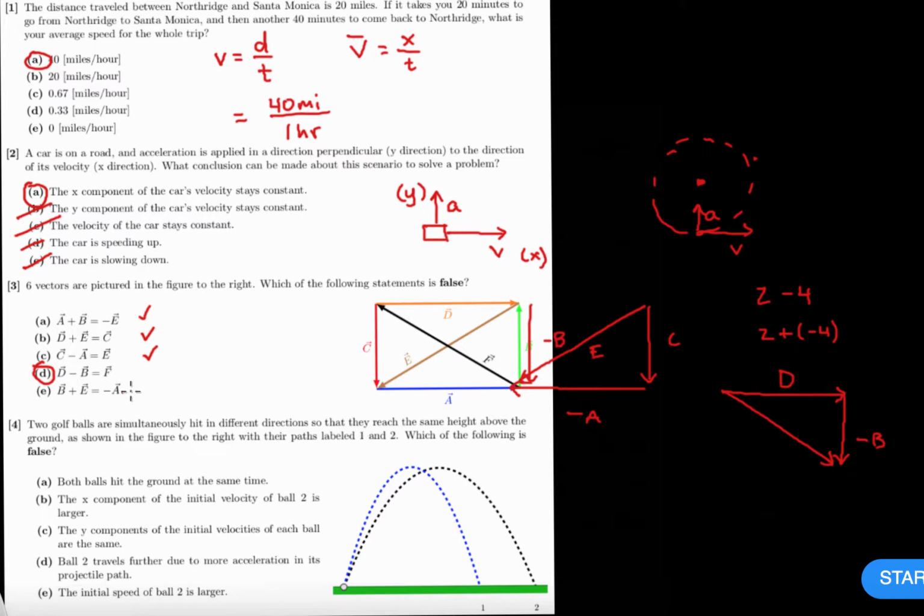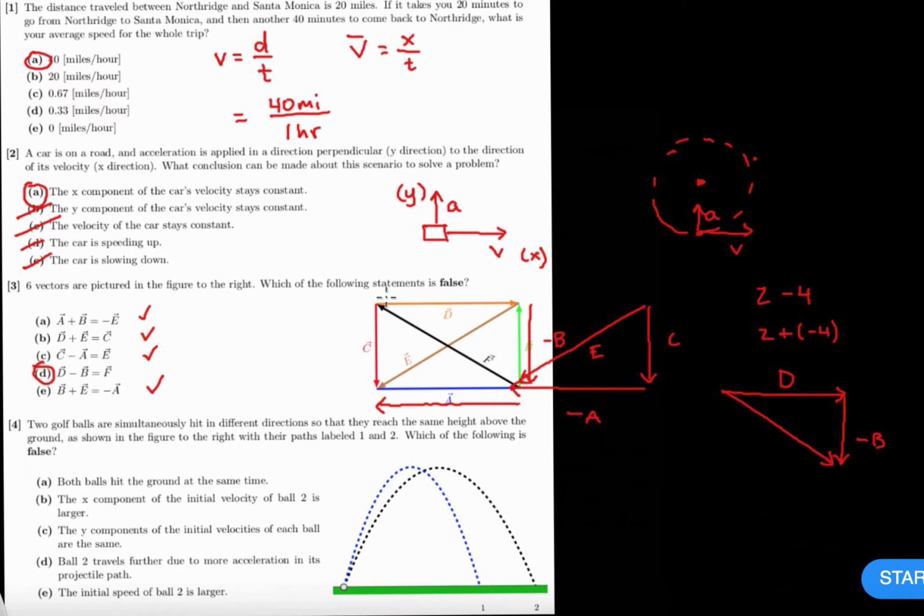And then B plus E equals negative A. Yeah. So B plus E does equal negative A, right? B was this upwards thing, E is this, and so it equals this, which is the opposite of what A is doing. So that's negative A.